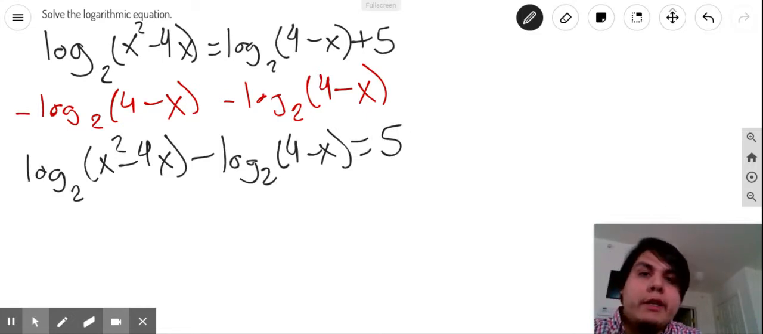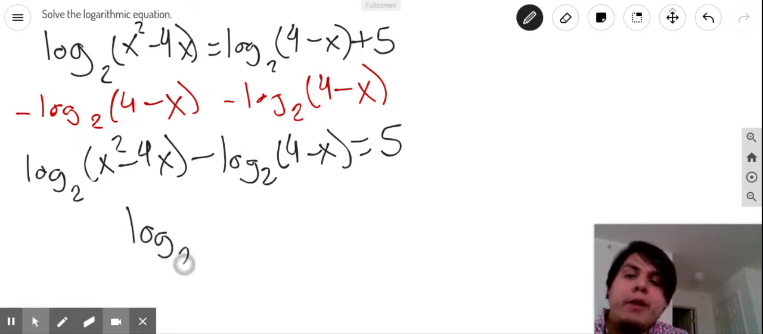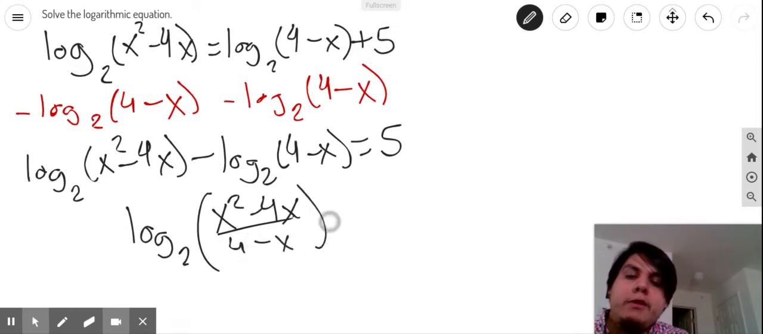Now, since we're subtracting two logs using the quotient property, I can go ahead and divide the values inside the logs. So I can condense this into a single log and have it become log base 2 of x squared minus 4x over 4 minus x should equal 5.